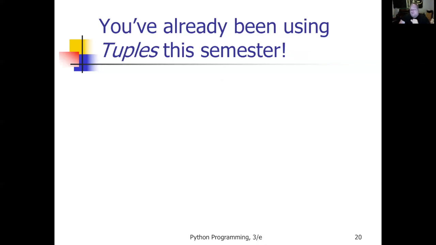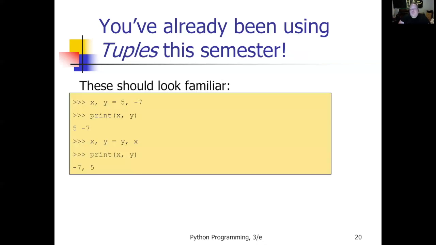You've been using tuples already this semester, and these should look pretty familiar. Early on in the semester, we talked about doing assignments. And in the first or second chapter, there's a subsection called simultaneous assignment, where we can assign 2 values to 2 variables in a single statement. Not x equals 5, y equals -7, but x comma y equals 5 comma -7. This value gets assigned to x, this value gets assigned to y. And when I print x and y, look, I'm passing a tuple to the print function. When I print x comma y, it prints both values.